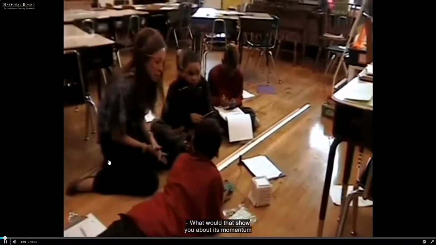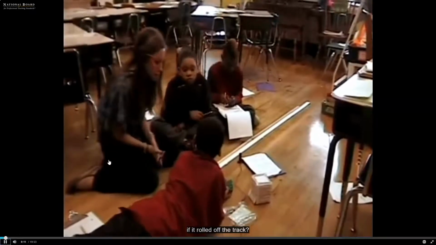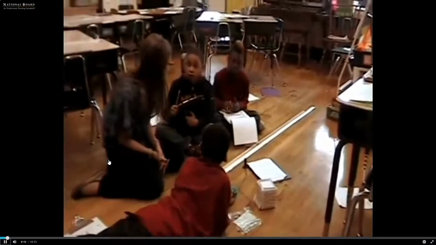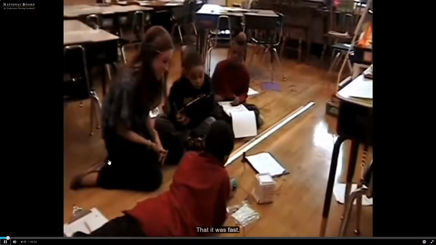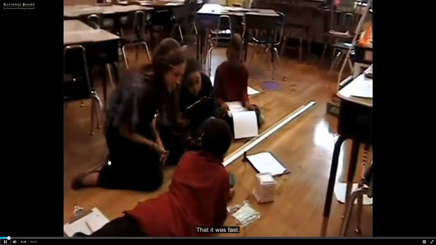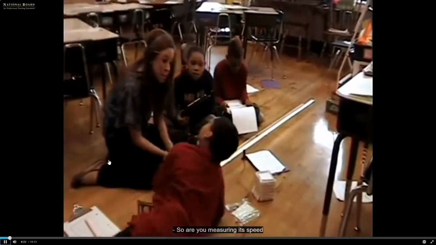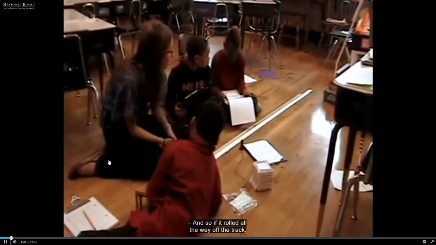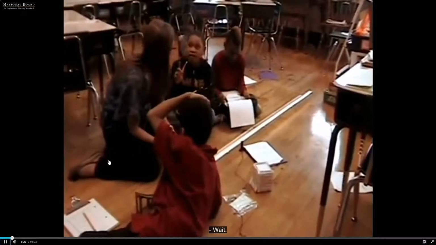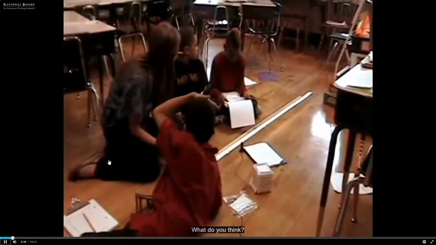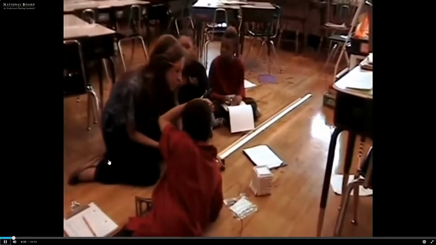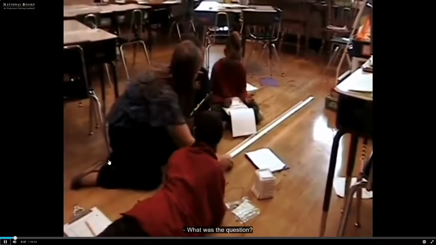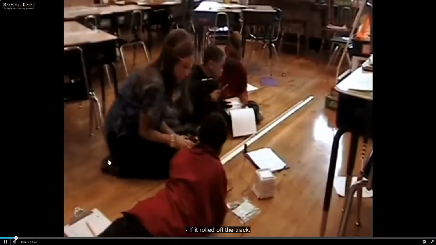What would that show you about its momentum if it rolled off the track? So are you measuring its speed or how far it rolls? How far it rolls. And so if it rolled all the way off the track, would you think... What do you think? If it rolled off the track.